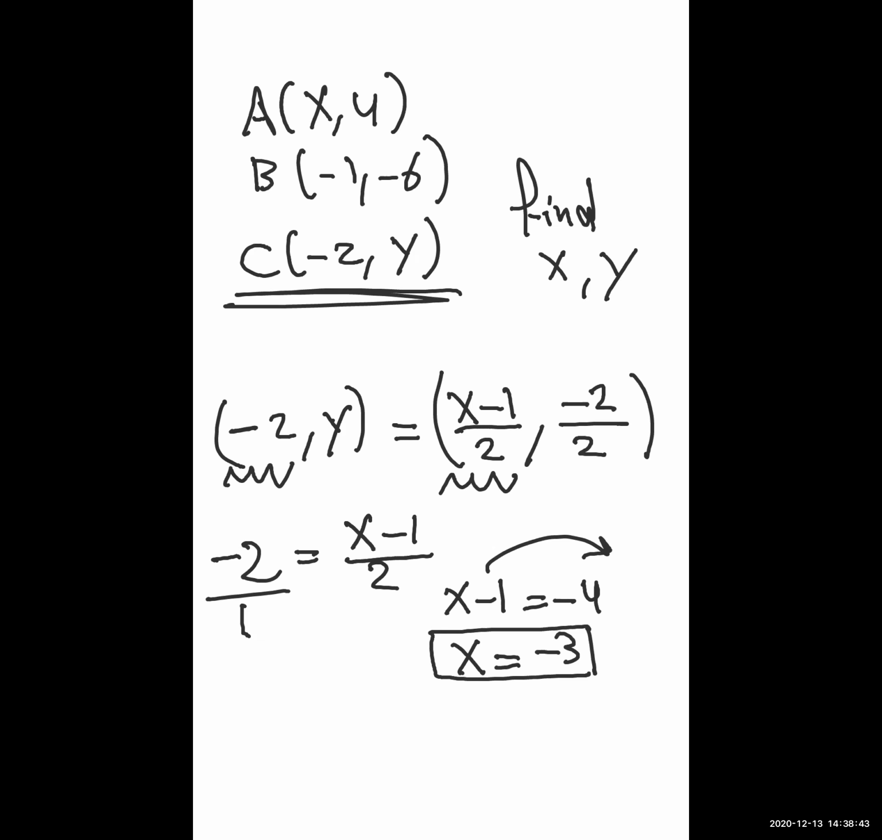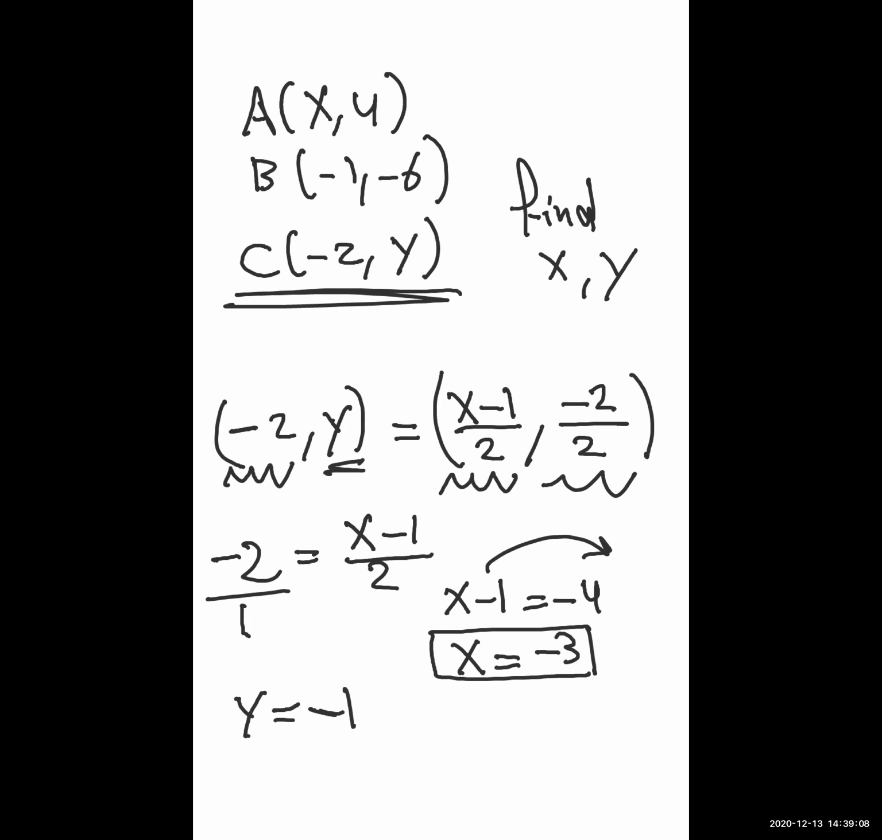Then the second term, Y, will equal -2 over 2, which equals -1. So X will equal -3 and Y will equal -1. Are we clear, guys? Yes. Okay, great. Do you have any questions? No, thank you. Okay, great.